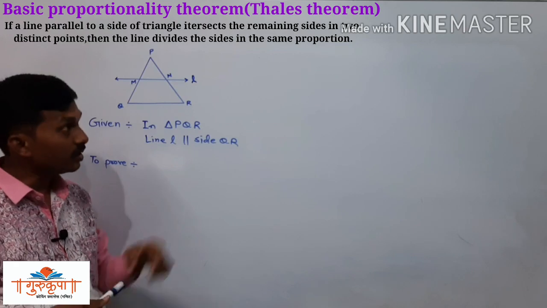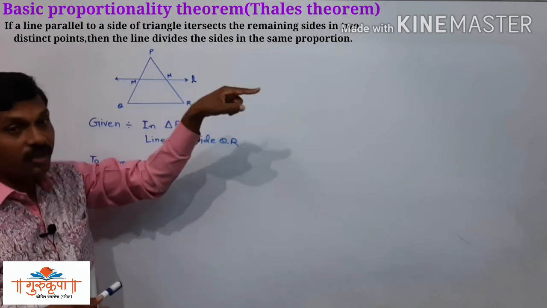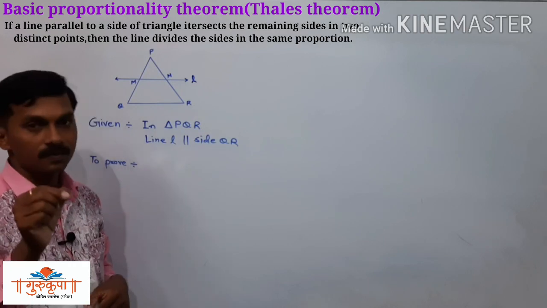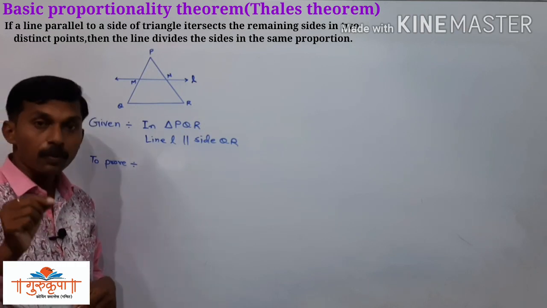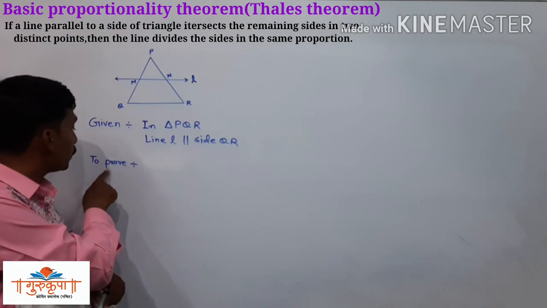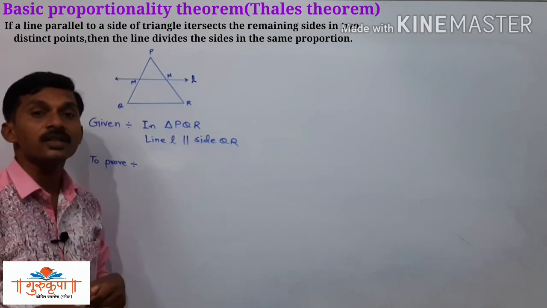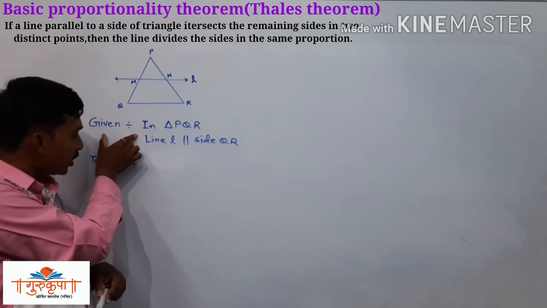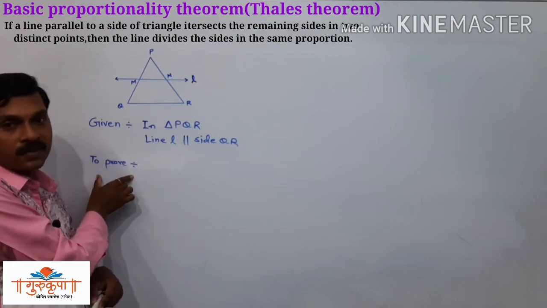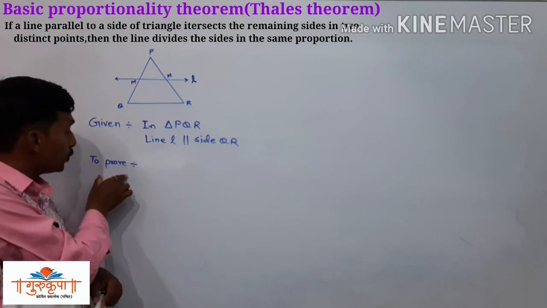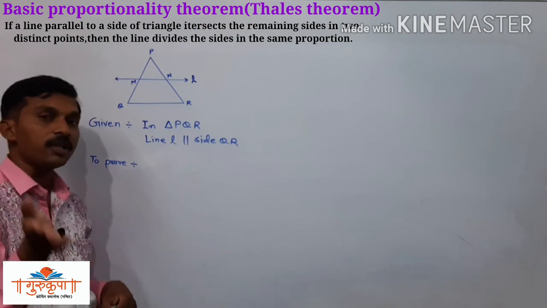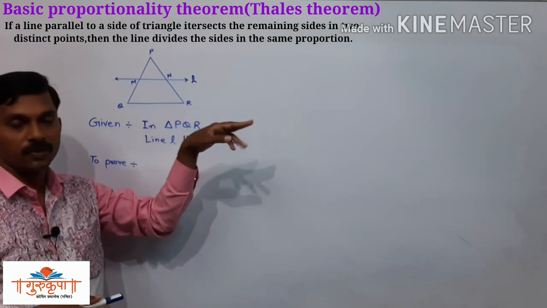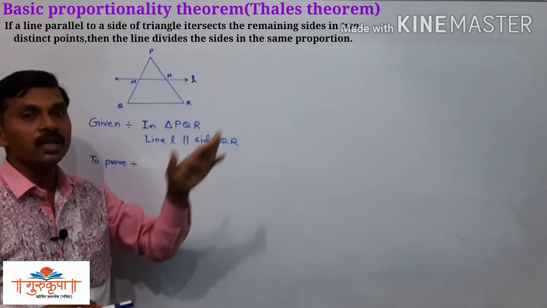And now what we have to prove? Then that line divides the remaining two sides proportionally. The statement followed by 'then' is called what is to be proved, or the consequent. This is the antecedent, also called the given information, and this is the consequent, also called to prove. All this we studied in the 9th standard also. There are two types of proofs: the first is direct proof and the second is indirect proof.